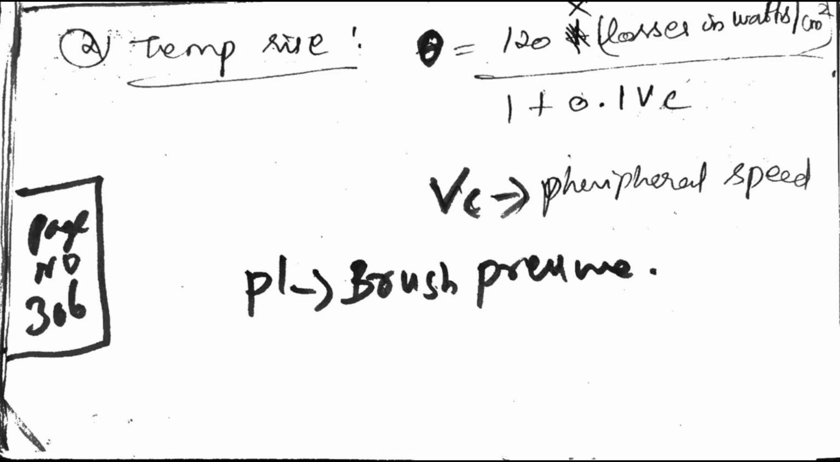Again we say brush contact loss is equal to voltage drop per brush set into current per brush. In this formula, the voltage drop per brush set is assumed to be 1.5 to 2 volts, and the current per brush is assumed to be equal to the armature current.